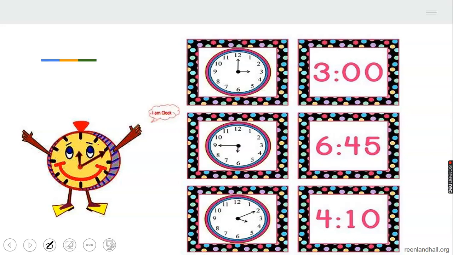And then what do we have here? The hour hand is on 4. And then the minute hand is on 2. But you know you don't say 2 for minutes. You count 5, 5. That's 5, 10. So the hour is 4, and then the minute is 10. Is that taken? Though we are focusing on o'clock, half past, quarter past, and quarter to.